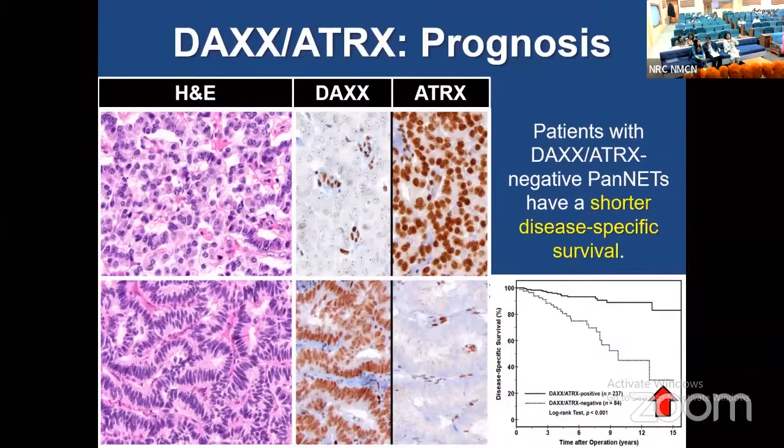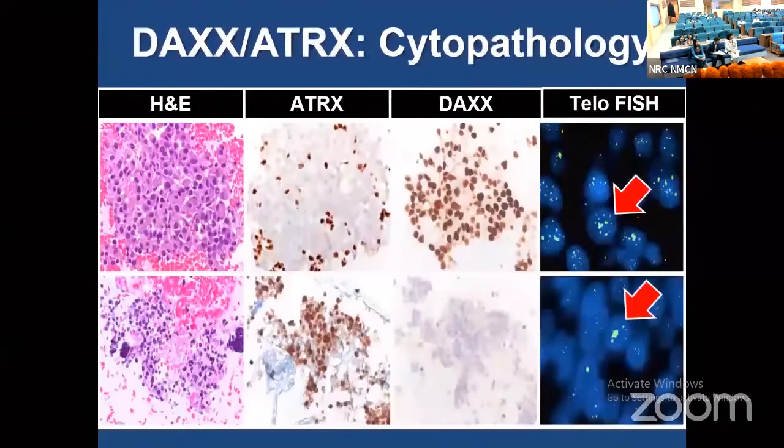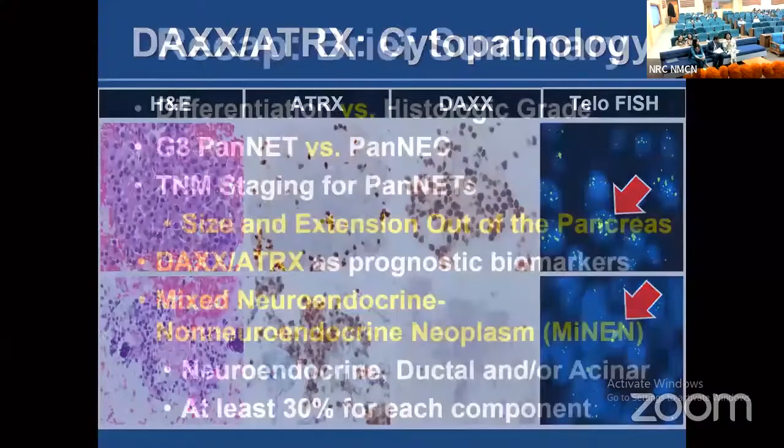Not surprisingly, DAXX and ATRX loss also coincides with several adverse clinicopathologic features like WHO grade, tumor size, and obviously the presence of synchronous and metachronous distant metastasis. These biomarkers can be used on cytopathology specimens, and that is something being evaluated in our cohorts right now, as well as in other studies that are ongoing.